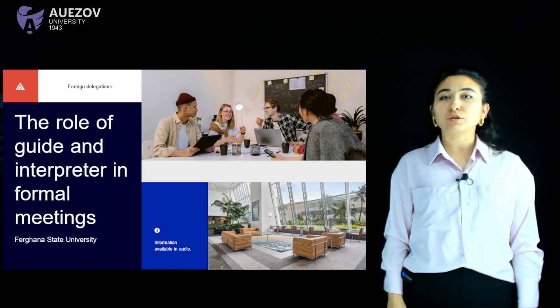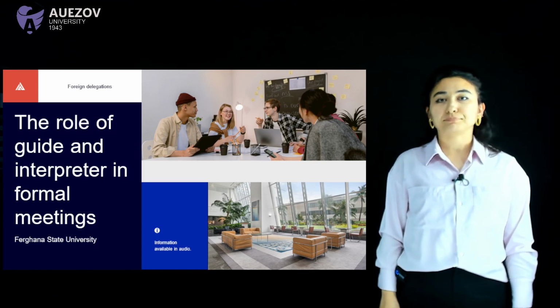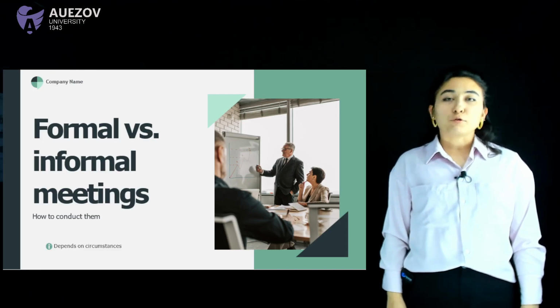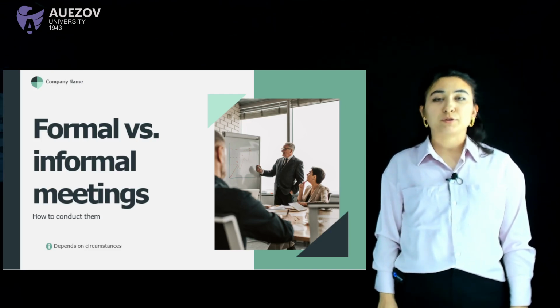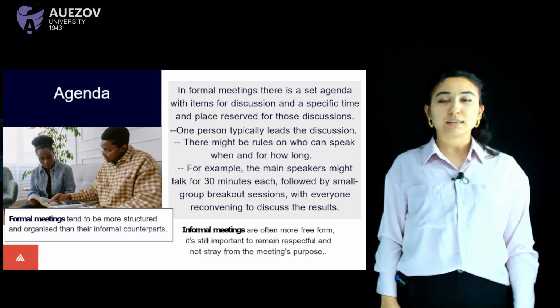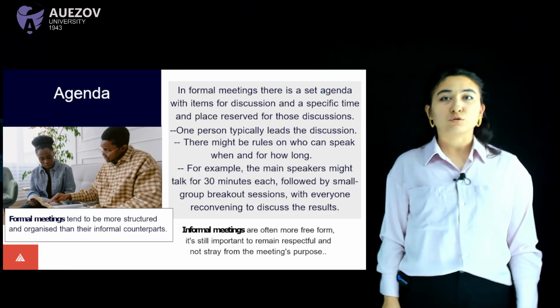And today we shall talk about the role of guide and interpreter at formal meetings. So let's start. Formal and informal meetings. What is the difference between formal and informal meetings? The first thing we must pay attention to is agenda. Agenda is the kind of a plan, the rule for the whole process of the meeting.